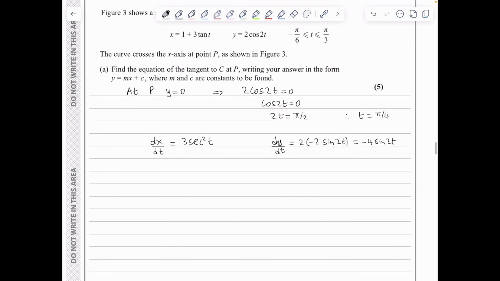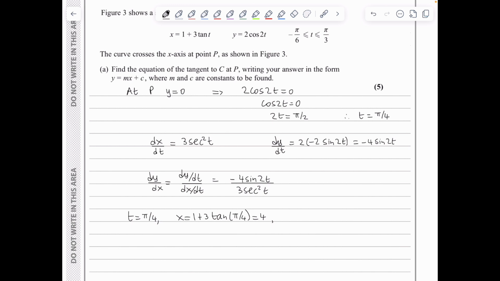And therefore, we're looking at dy/dx, which we know is equal to dy/dt over dx/dt. So in our case, it's going to be negative 4 sine of 2t over 3 sec squared t. And I will proceed in finding the x-coordinate, the value of dy/dx, and proceed to find the equation of the tangent. Well, we know that t is pi over 4, so x is going to be 1 plus 3 times the tan of pi over 4, which gives an answer of 4.